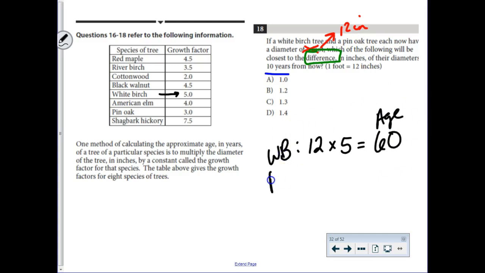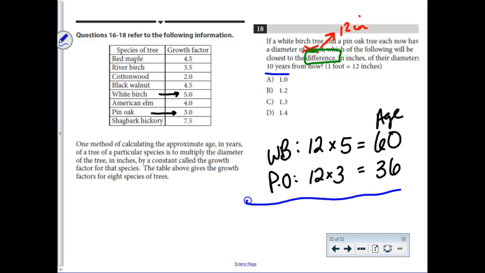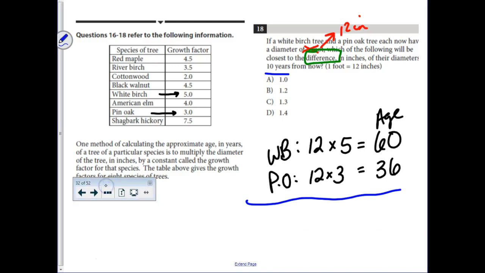Pin oak tree. It's got a growth factor of 3. So diameter times the growth factor is 36. Cool. Now it says, oh gosh, 10 years from now. So 10 years from now, how old will the white birch be? It's not a trick question, guys. How old will this tree be? It'll be 70. And then 10 years from now, this tree will be 46.